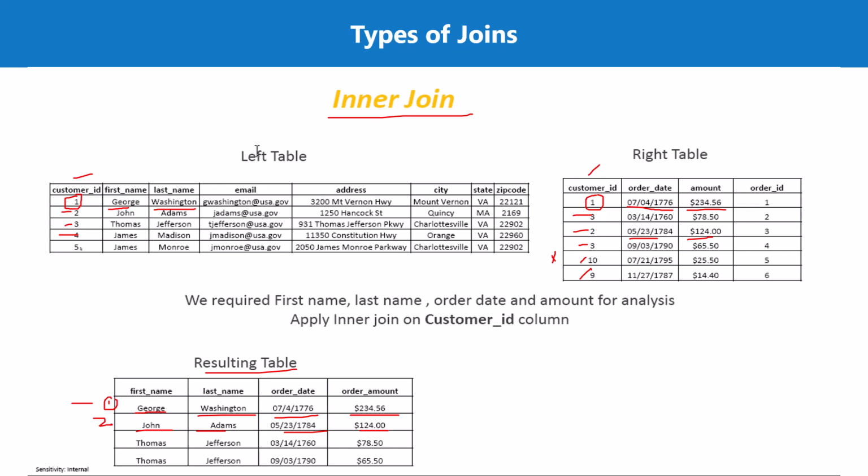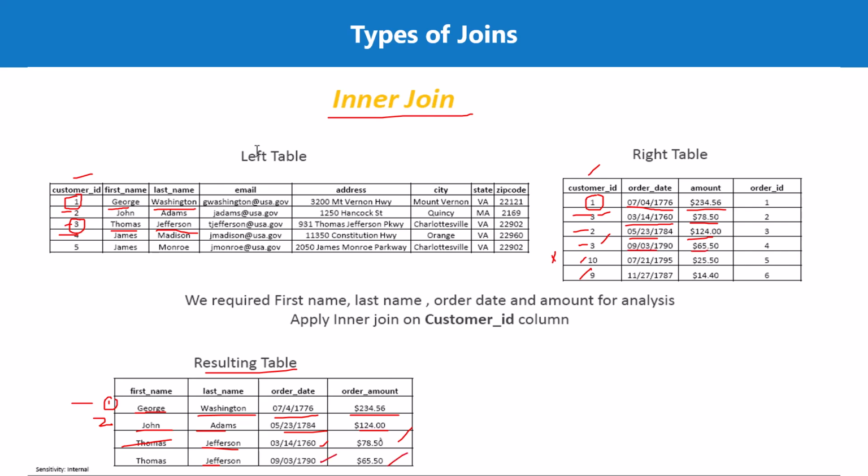Then ID 3 is a bit different, in that here we have ID 3 appearing once, but here ID 3 is appearing twice. So what actually happens is that you would find that there are going to be two records. Thomas Jefferson is going to come in both these records, and then the first record is going to come from this value, and the second is going to come from this value.